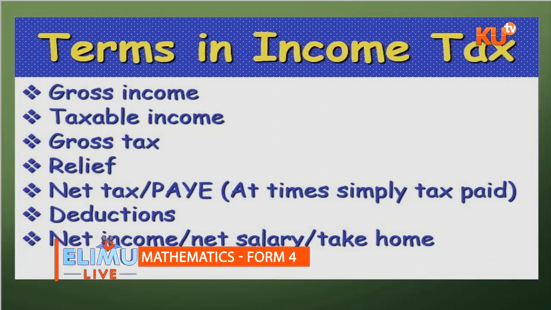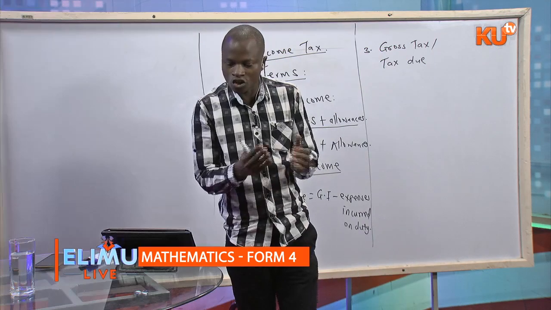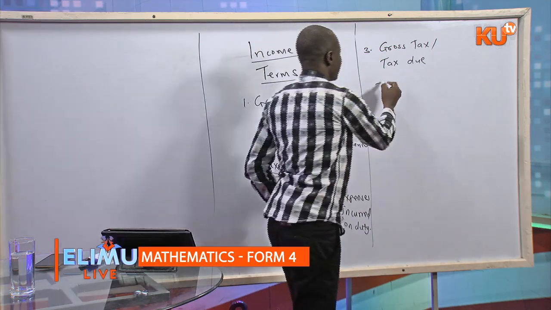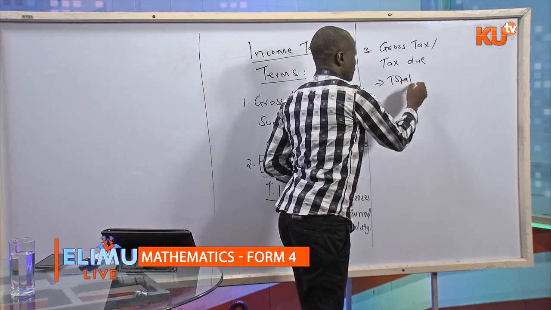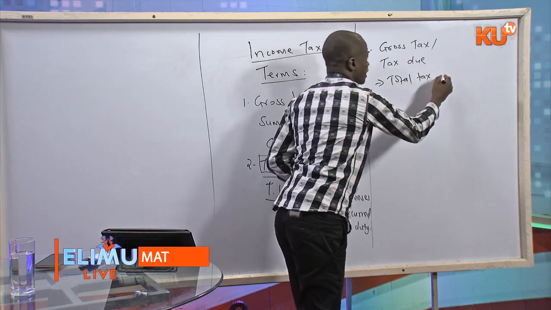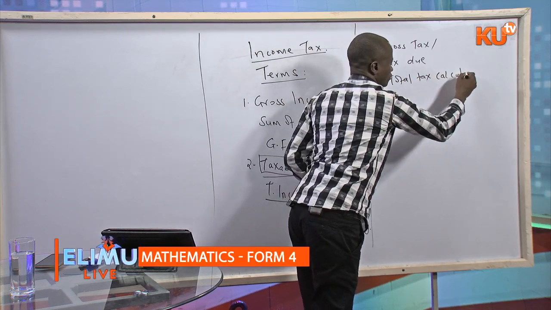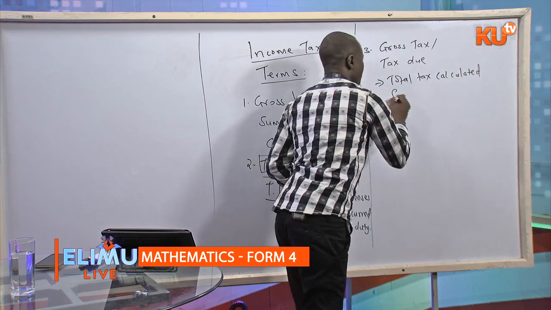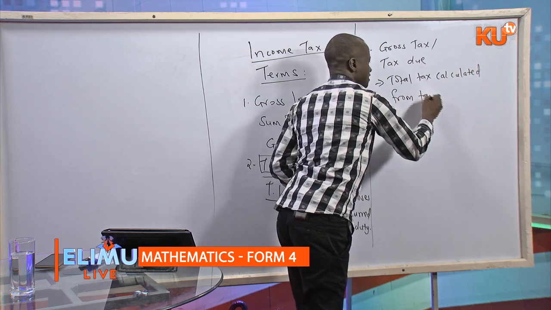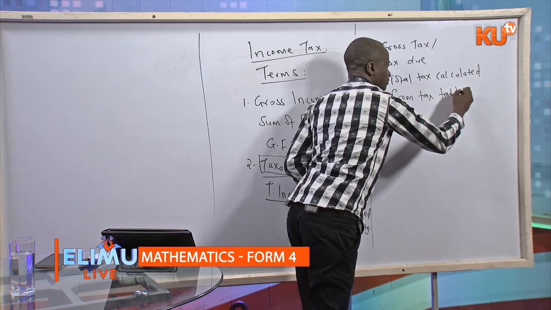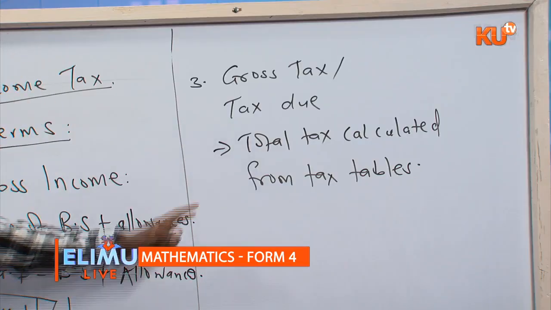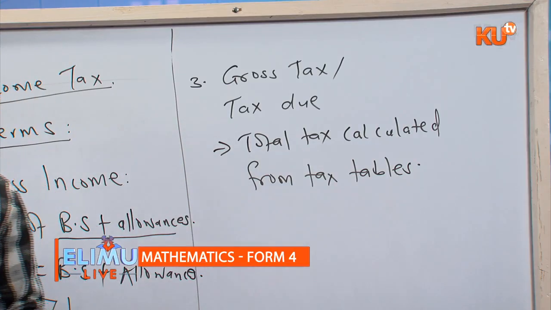Then, after getting our taxable income, number 3 term is gross tax. We can also call it tax due or gross tax. What does that mean? So gross tax is the total tax calculated from the tax tables.